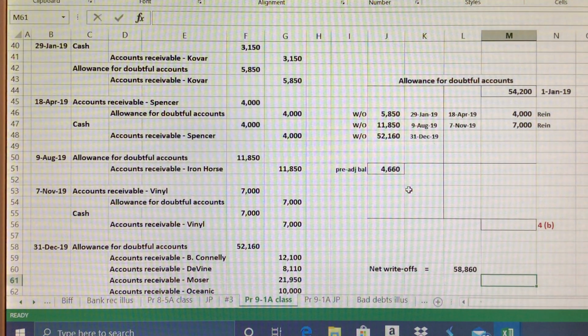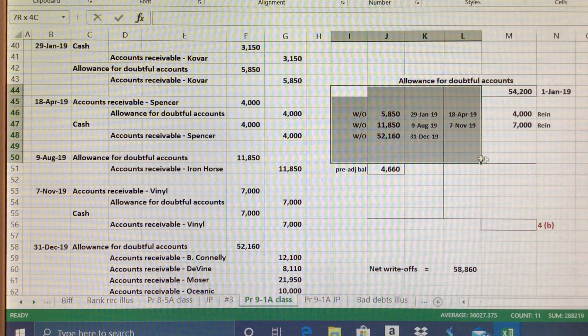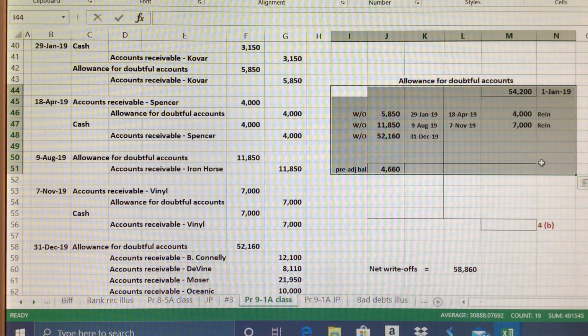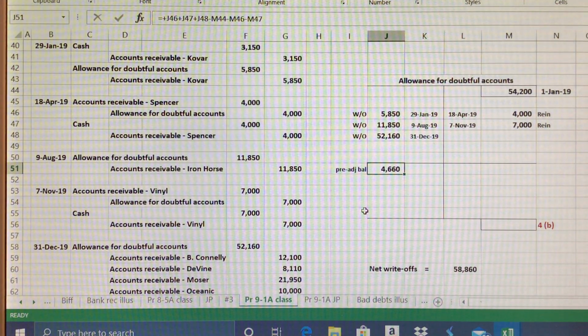Okay, now the observant student will note that all of these entries, what entries? All the write-off and reinstatement entries are identical regardless of which method you use to estimate bad debts. Which means what? If you assume the same beginning balance, which we are, you're going to wind up with this debit balance in the allowance account prior to adjustment at the end of the year.